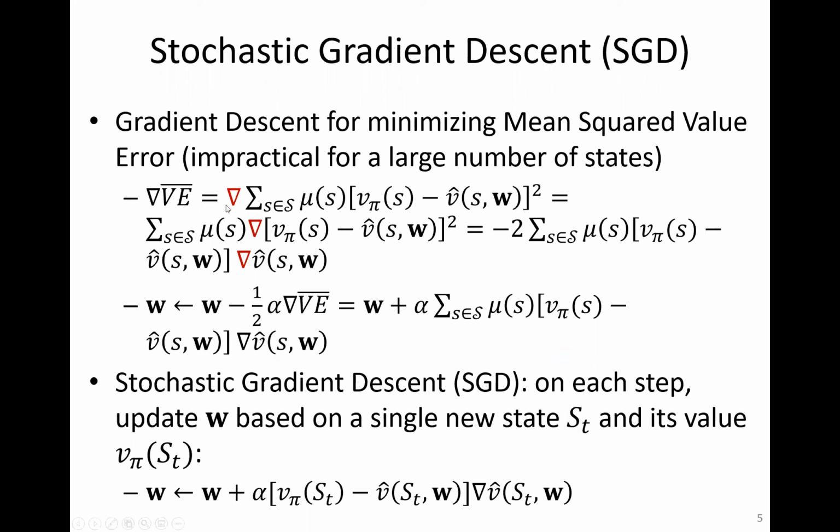Here's the gradient descent for minimizing the mean squared value error we saw before. First, we can take the gradient operator inside the sum, because we're taking the gradient with regard to the weight vector W, and mu is not a function of W. The gradient of the square is 2 times this value, and then the gradient over V hat. That's just the chain rule. And then with the weight update, you have this formula here. This is not practical to evaluate for a large number of states.